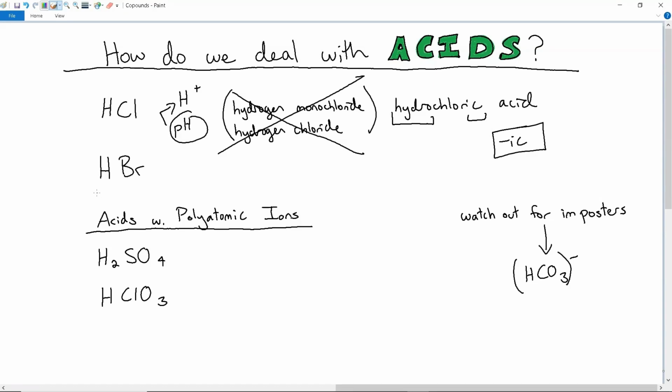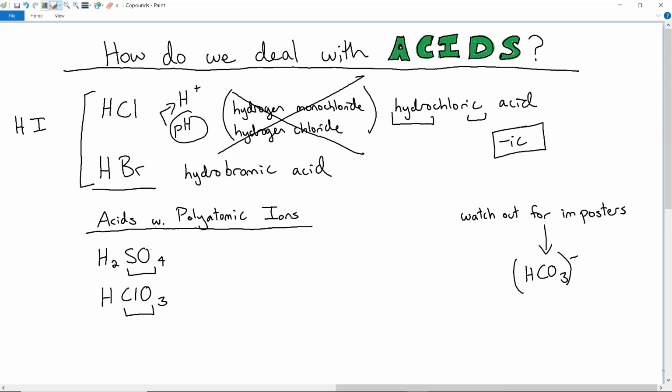So if we wanted to follow those rules on this one, we have hydrogen and bromine. I know that's an acid, and I'm going to write hydrobromic acid. Now these simple acids are what they are in the name. They're simple. So hydrochloric acid, hydrobromic acid, hydroiodic acid, which would be HI. Those aren't too bad. Things get a little bit more complicated when we have acids that contain polyatomic ions.